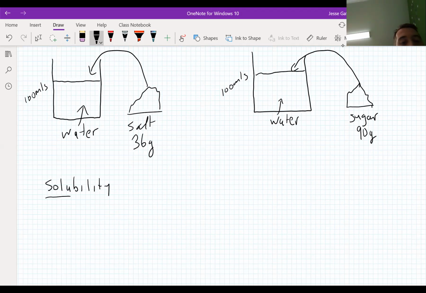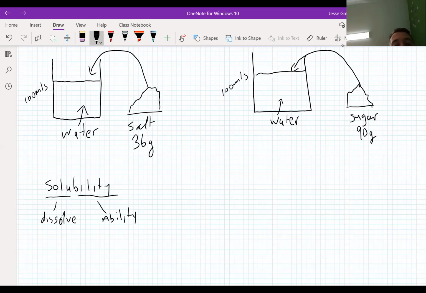Okay, so where does the word come from? Solu means dissolve. And ability comes from the word ability. How much ability does it have to dissolve, basically? How much ability does it have to dissolve? And it's got to do with the amount that you can dissolve in 100 mils of water.